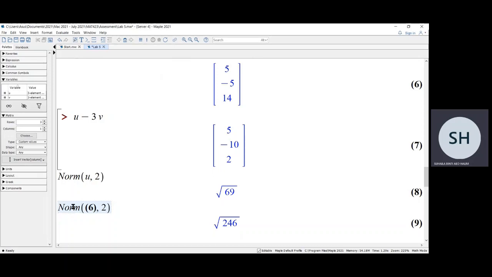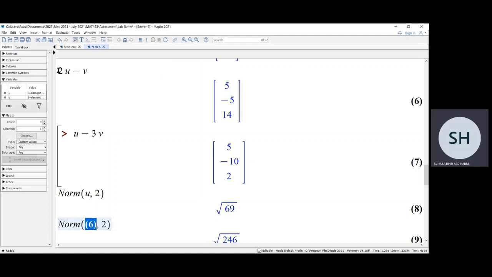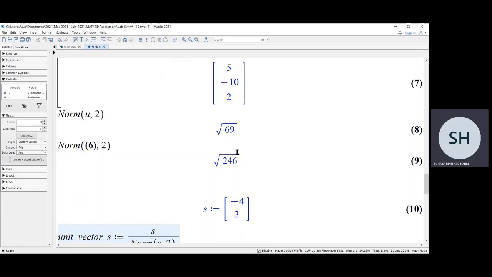Let's say we want to find the norm of equation 6. As I have shared in the class, in order for you to call certain equations, now we want to call equation 6, which is the result of 2U minus V. So we want to find the magnitude of equation 6. We use Control L to type in the 6, and comma with 2 because we want to use norm 2. So we get the square root of 246.